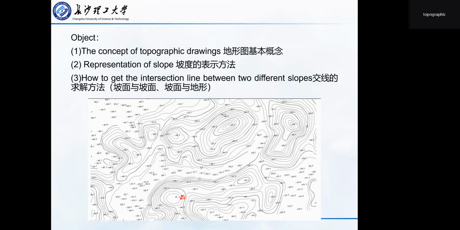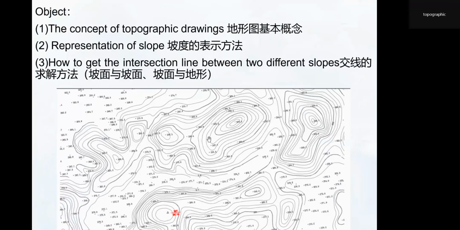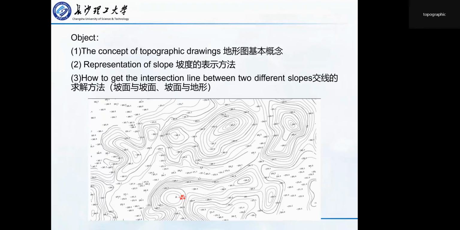Okay, so now you can see the contour maps. You can see there are many circles, and many points with a number on it. So that is the contour map, and I will illustrate it in more detail in the following.